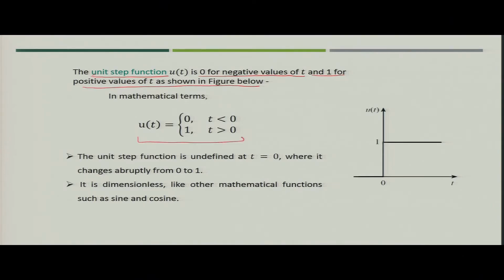Mathematically, we represent u(t), the unit step function, equal to 0 for t less than 0 and 1 for t greater than 0. The important thing to understand is that the unit step function is undefined at time t equal to 0, because it changes abruptly from 0 to 1, and that is why it is called a singularity function. It is dimensionless like any other mathematical function such as sine or cosine.